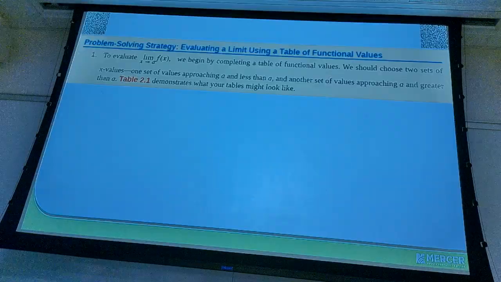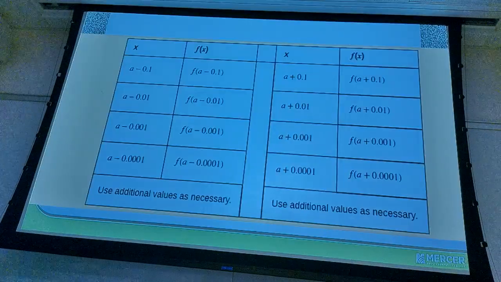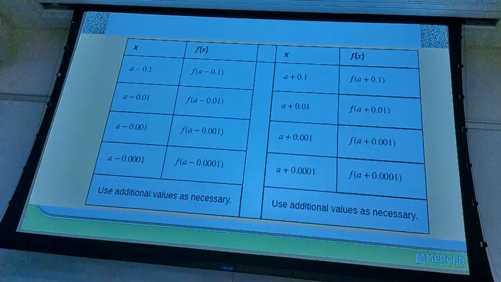All right, so you create your table of values. It could look something like this. I generally do not split it into two separate tables. I generally do a horizontal table. Have my left values of A, my right values of A, and then see, are they going to do the exact same thing? That's typically what I do.